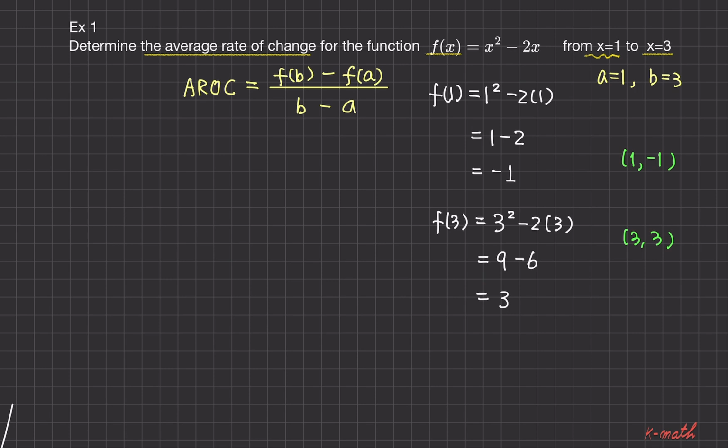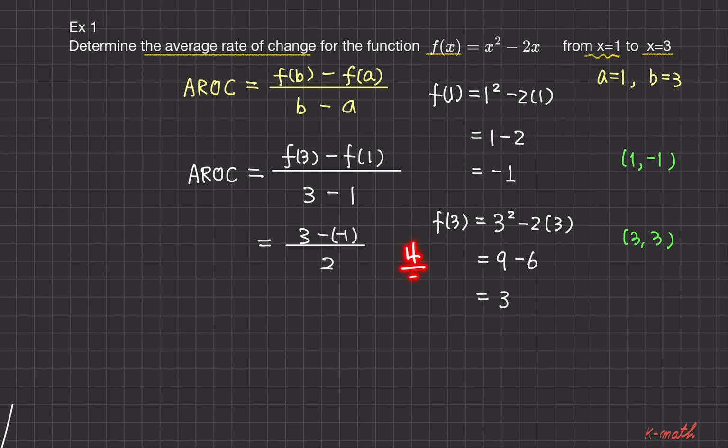Let's plug these 2 points into the formula. So, the average rate of change is f of 3 minus f of 1 divided by 3 minus 1, which is 3 minus minus 1 over 2, which is 4 over 2. It gives me 2.